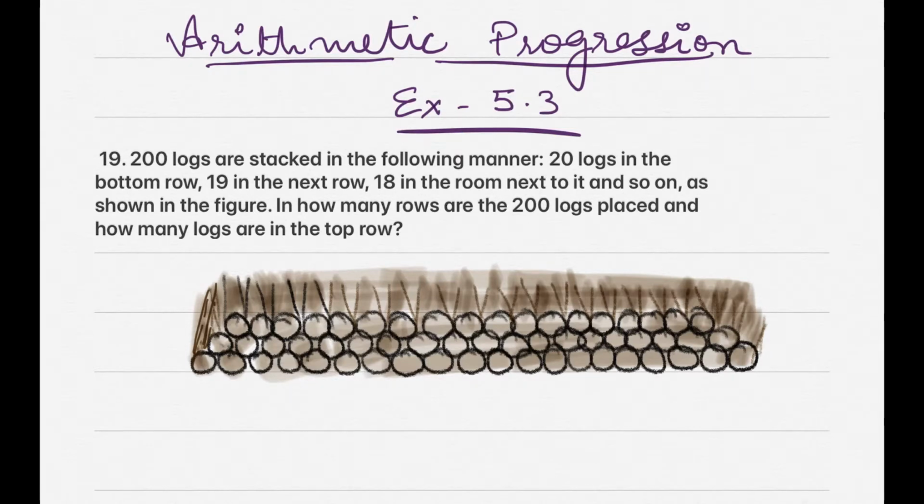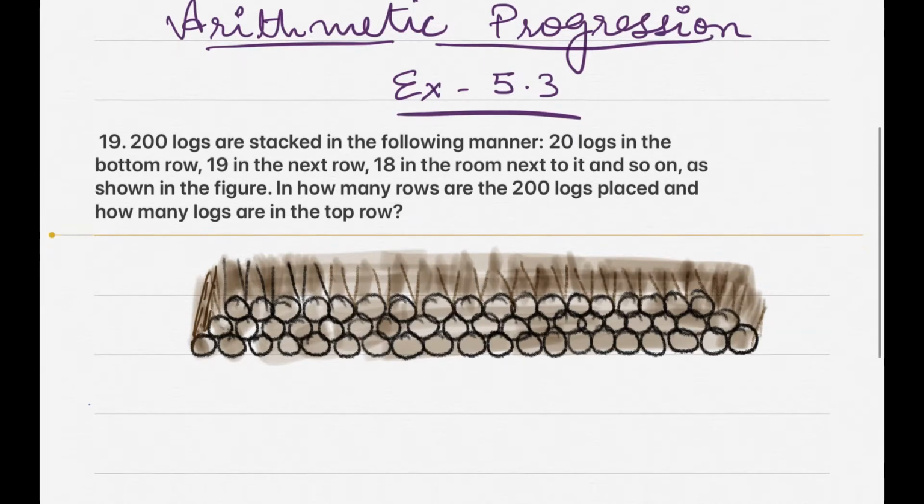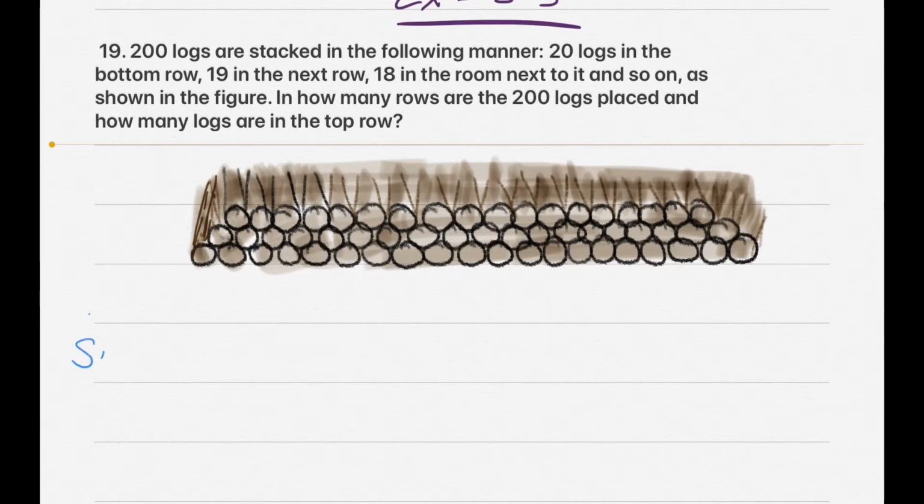How many rows are there for 200 logs? We have to find that out. And how many logs are there in the top row, the last term? If we start from 20, I have to find the last term, and I have to find the number of rows, so I have to find n. And my sum of n terms is given. So let's start with the solution.